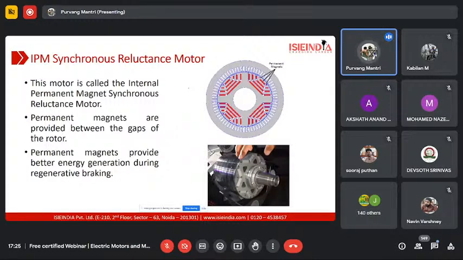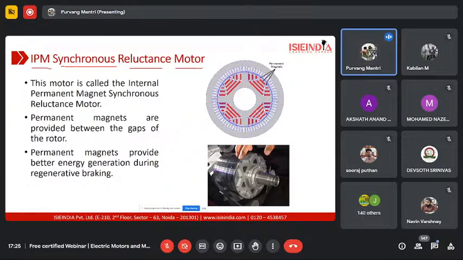And that's what Tesla came up with. They called it the IPM, which means internal permanent magnet synchronous reluctance motor. This motor has the benefits of both worlds. It has the benefit of a synchronous reluctance motor, that it can provide high torque, while the permanent magnets provide better regeneration, and it can be used for regenerative braking.